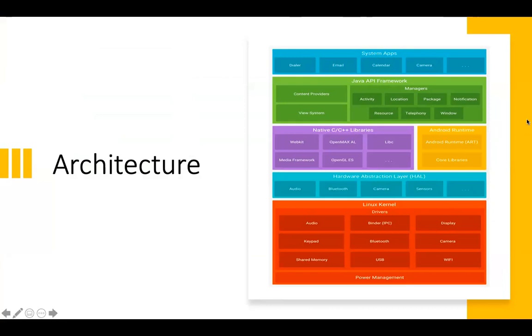Like here in this layer, it requires two: the activity and the view. Sometimes it may interact with two libraries or one library. Finally, all of that comes together to the binder IPC, and then it combines the results and delivers them to the user. That is the process that happens here.